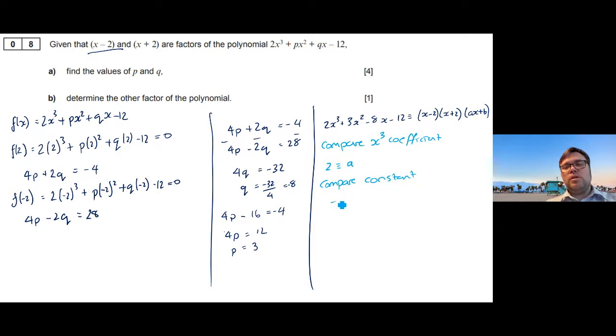Comparing the constant on the left-hand side, it's minus 12. And the only way to get the constant on the right-hand side is minus 2 times b. So minus 2 times 2 is minus 4. So it's going to be minus 4b. So b equals minus 12 over minus 4, which is 3. Therefore, to determine the remaining factor, the remaining factor is 2x plus 3. And then we're done.